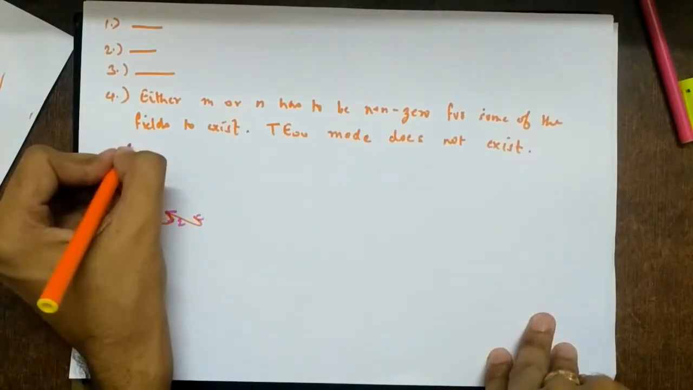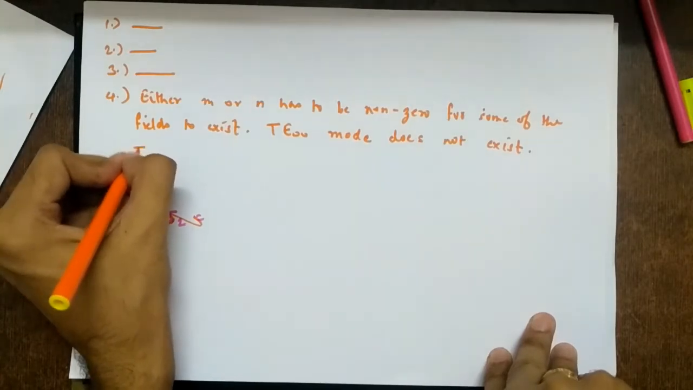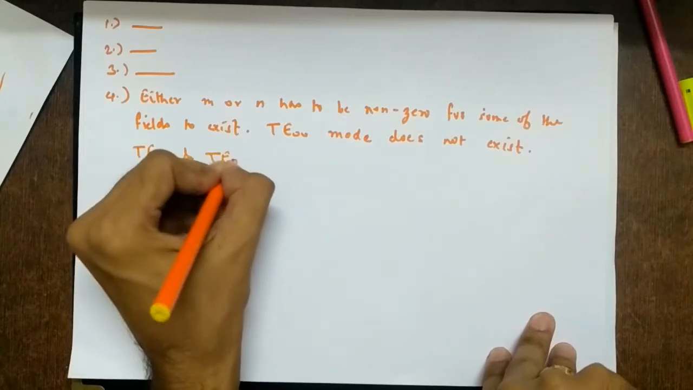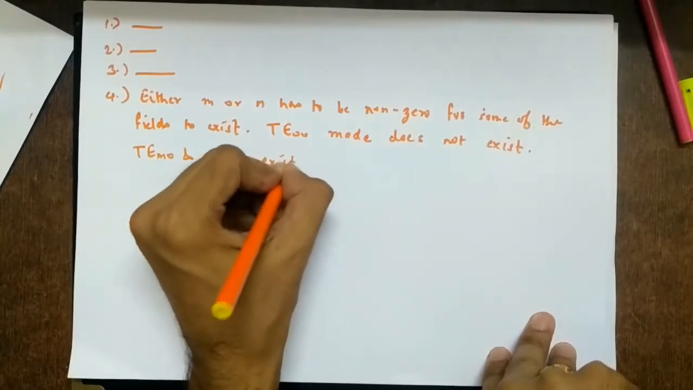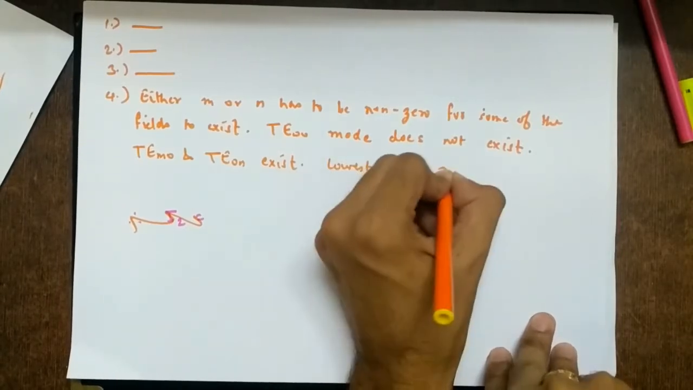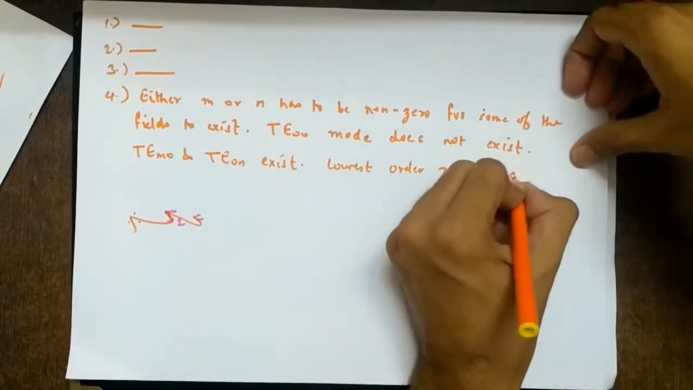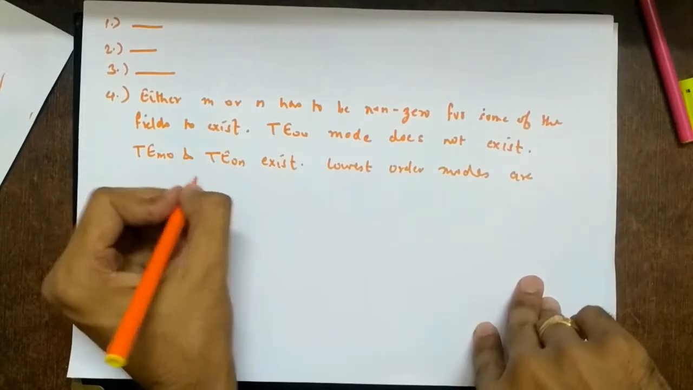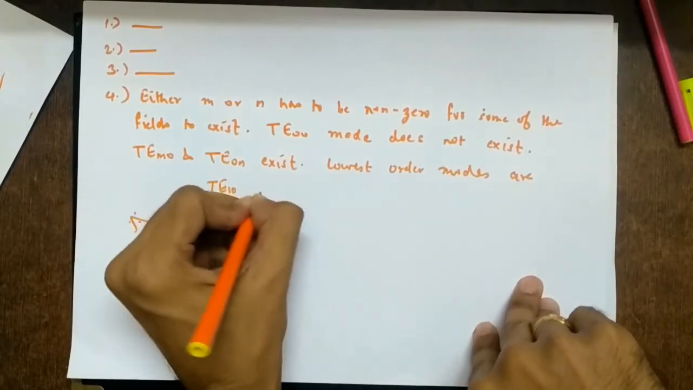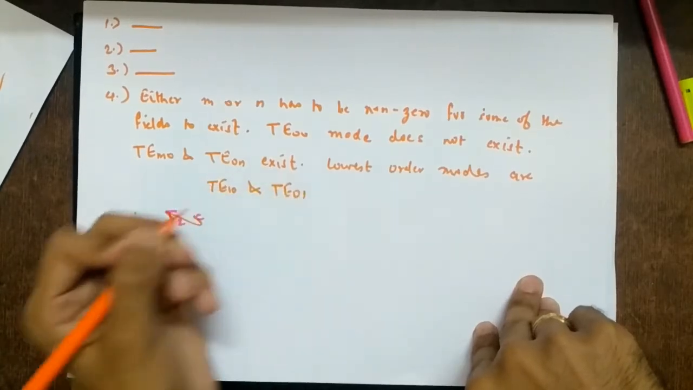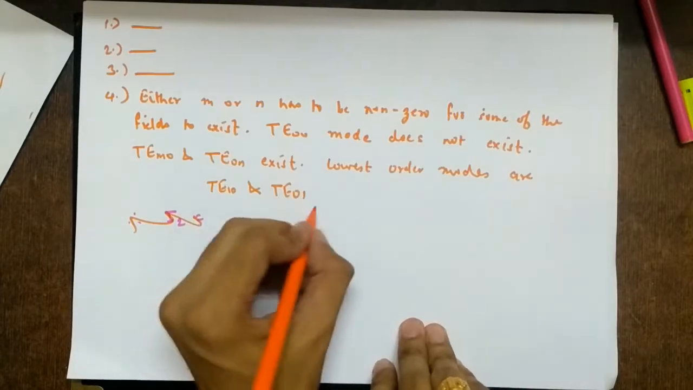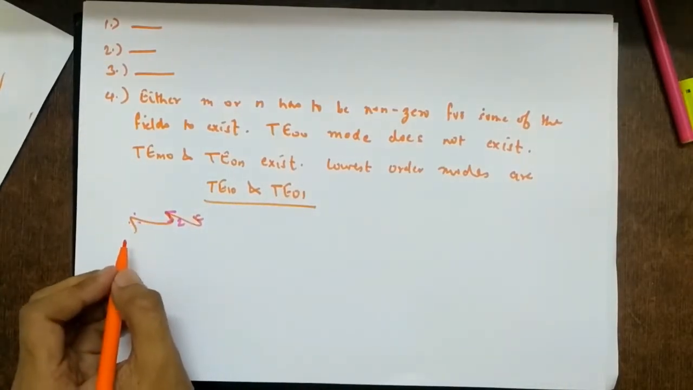Right? So what are the lowest order modes? The modes can be TM and TE exist. So lowest order modes, this can be Viva questions. Lowest order modes are TE10 and TE01. So these are the lowest order modes. Okay, so this can be Viva questions, right?